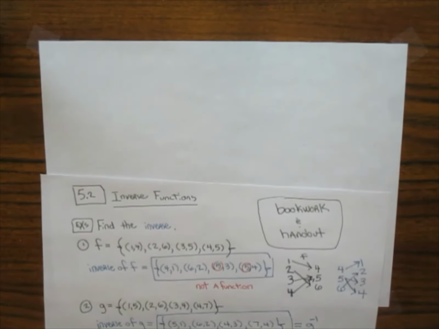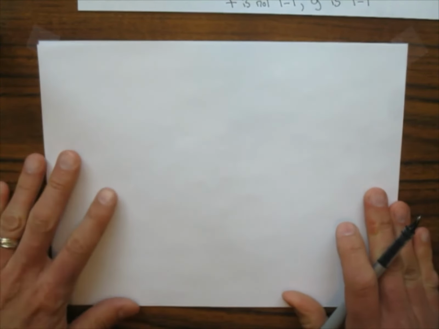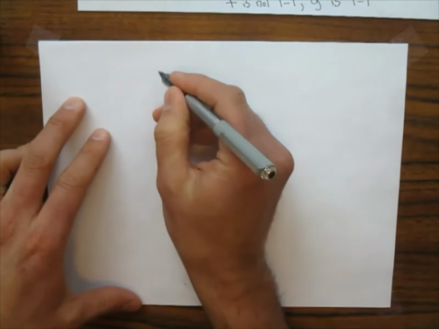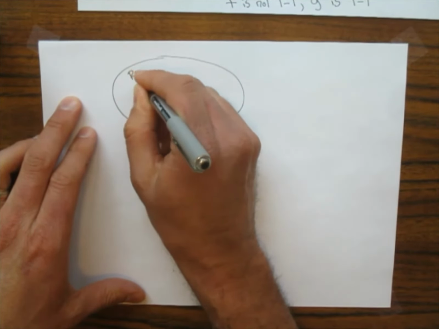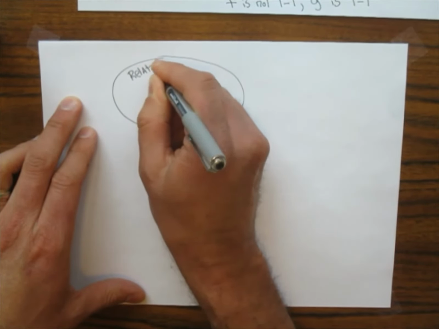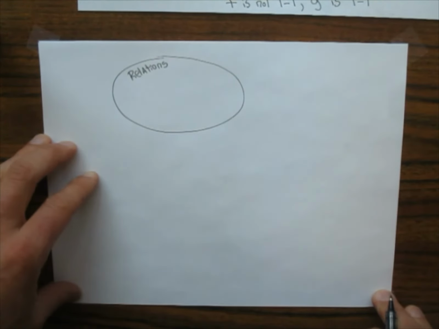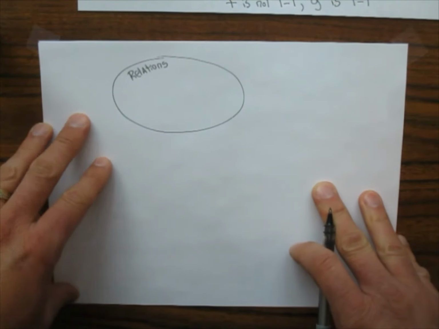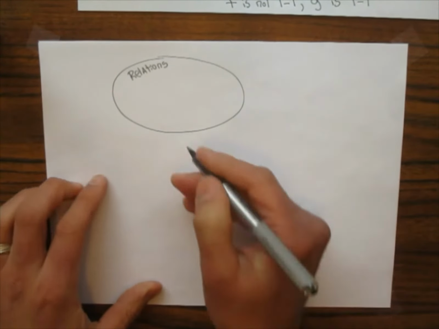So let's go ahead and get a blank piece of paper. So we have relations. Checking to see if it's blurry or not. I think it's good enough.